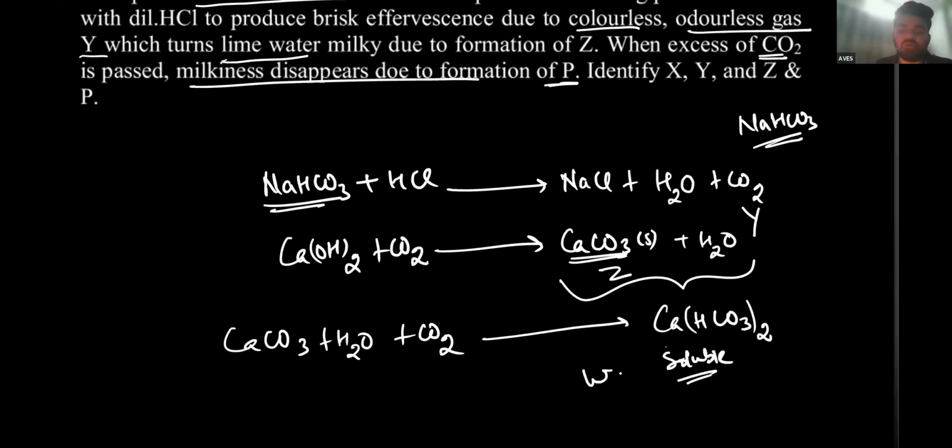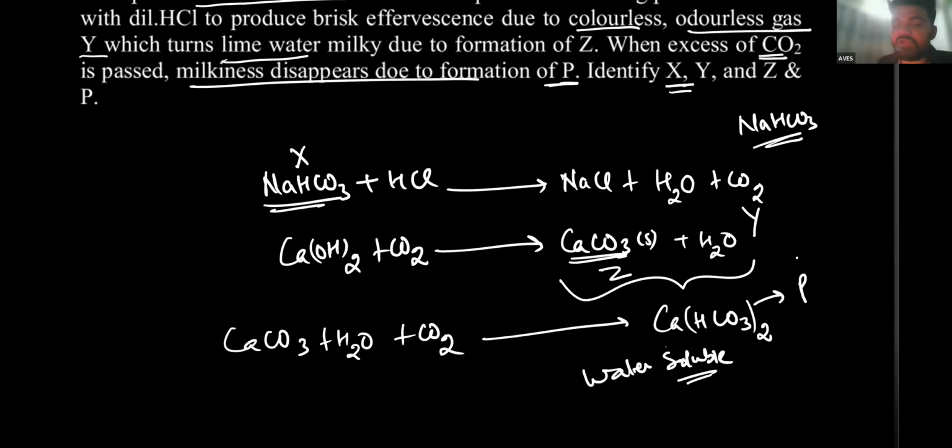This is water soluble, and this is insoluble. Okay. So if I ask you what is X, X is this one. What is Y? Y is carbon dioxide. And what is Z? Z is calcium carbonate. And what is P? P is calcium hydrogen carbonate.